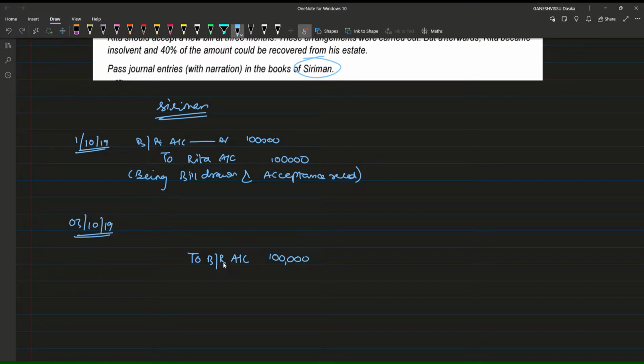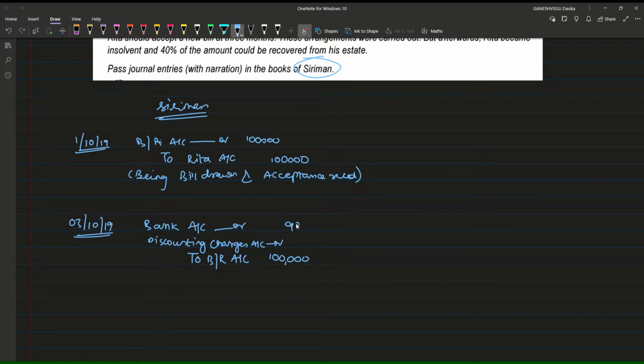If we discount the bill with the bank, we receive the amount in cheque, or directly the amount will be credited in our bank account. So bank account debit, and discounting charges account debit. I am writing discounting charges because it is the charge which we treat like an expense, and it is being charged by the bank.